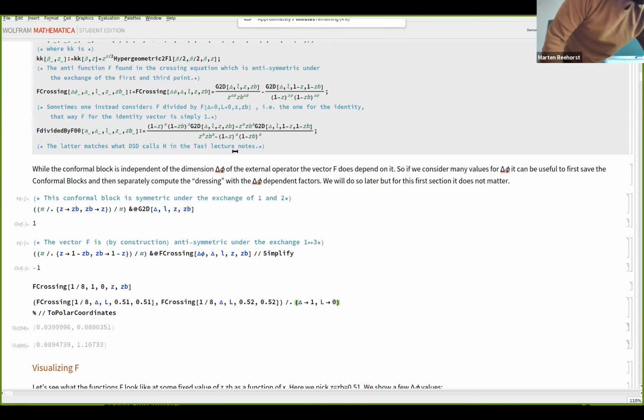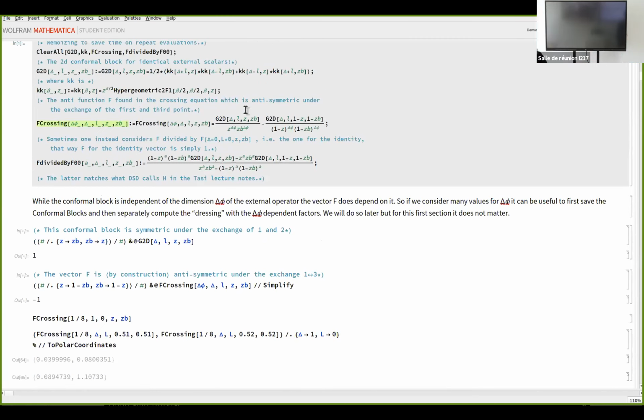Sorry, because the formula is on the screen. F crossing equals G2G. Oh, yes, okay, exactly. And G2G is also equal to... everything is defined. So the conformal block is some combination of these hypergeometric functions in 2D. And here I'm also assuming identical operators, and then you get this crossing equation. Okay, I get it now. I understand.